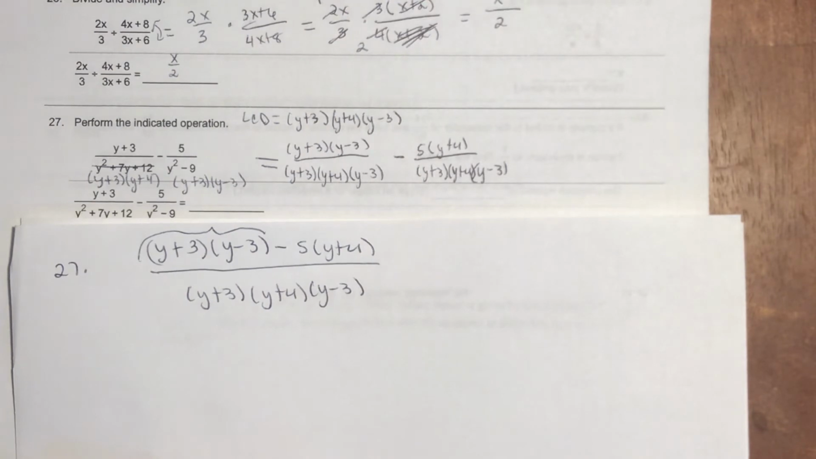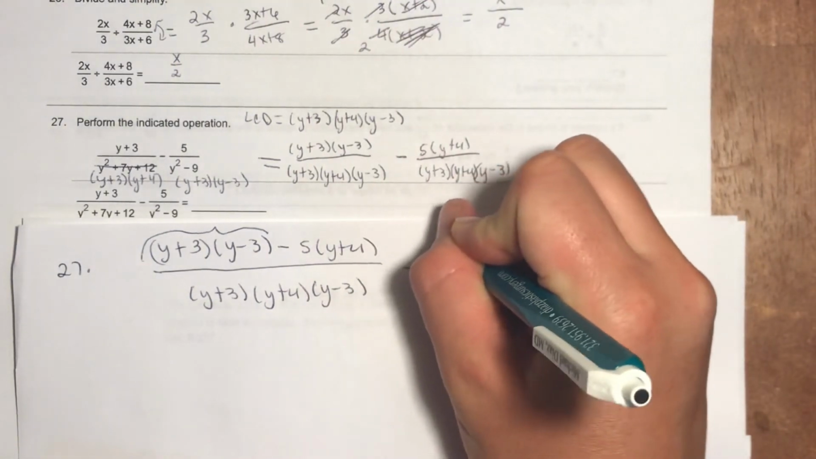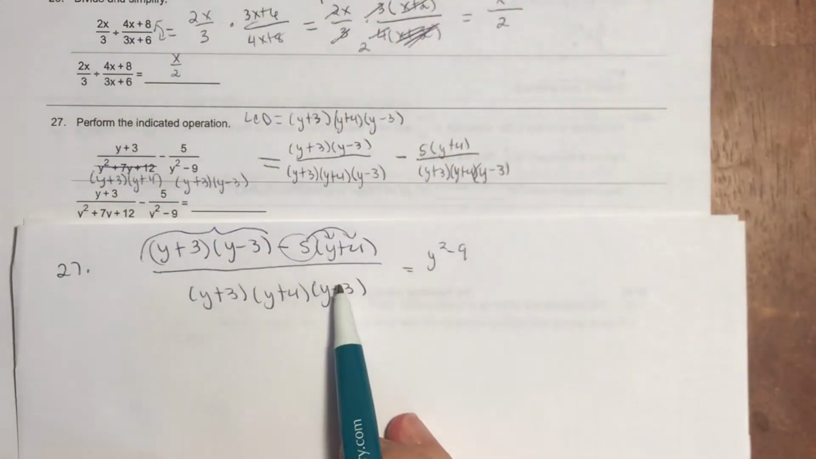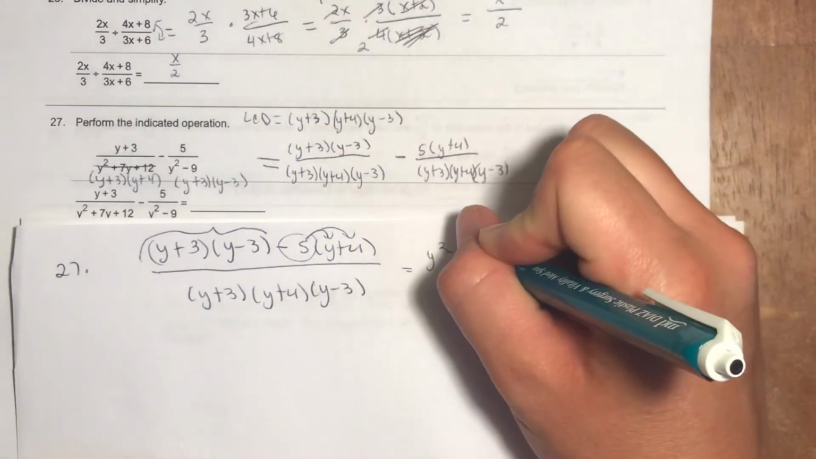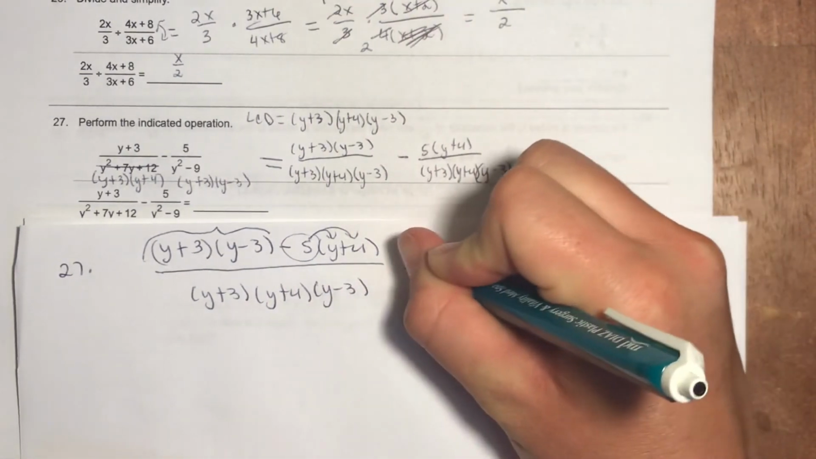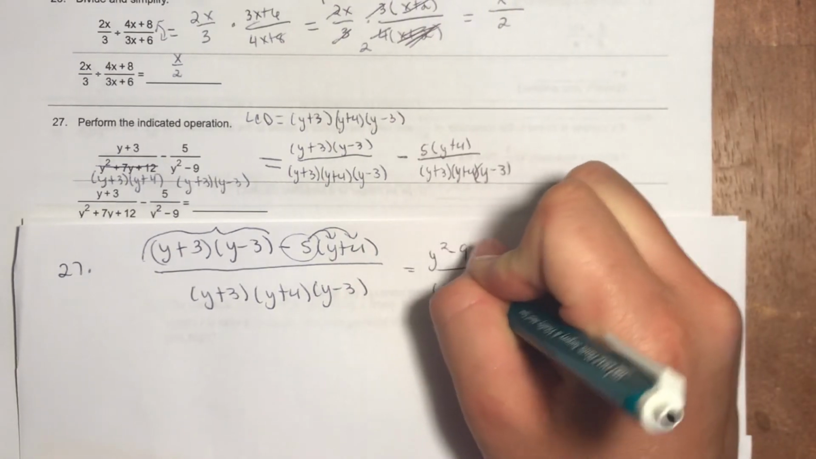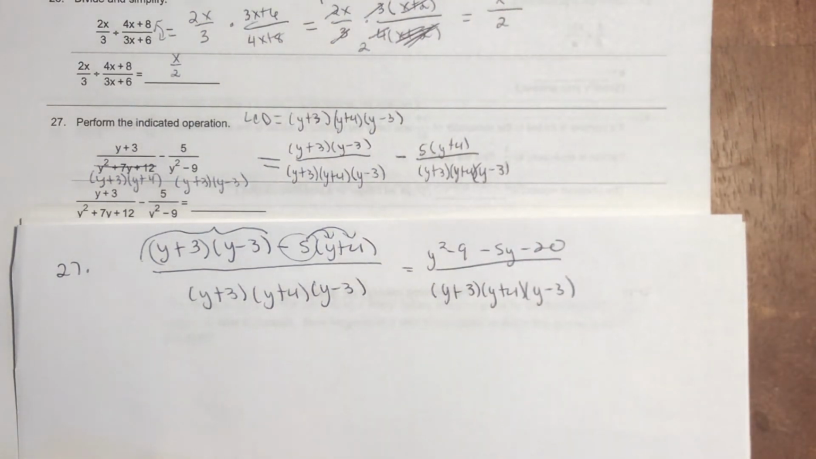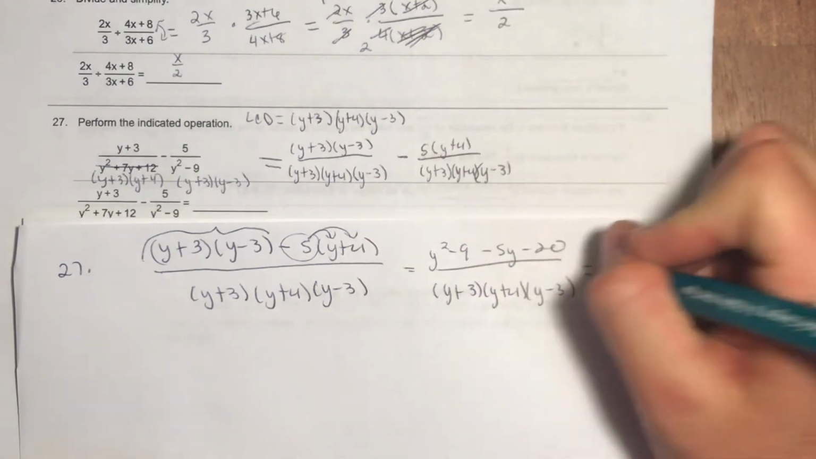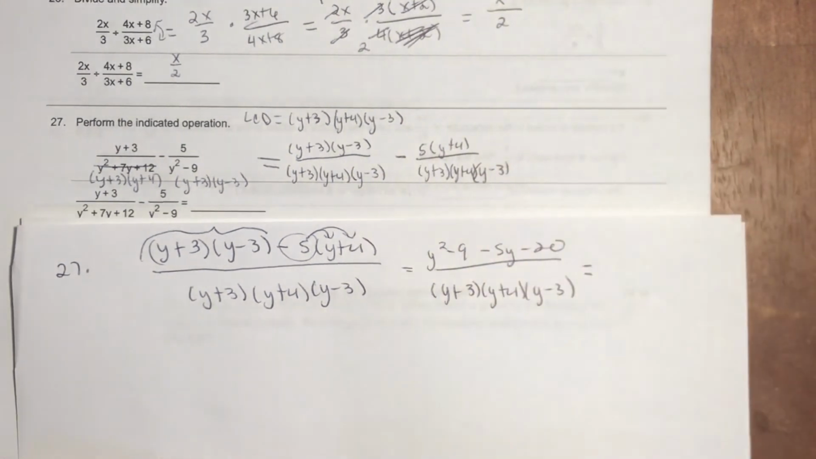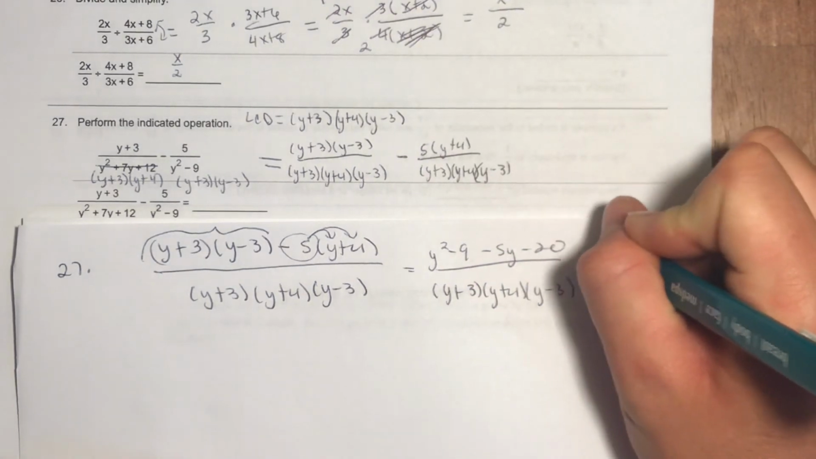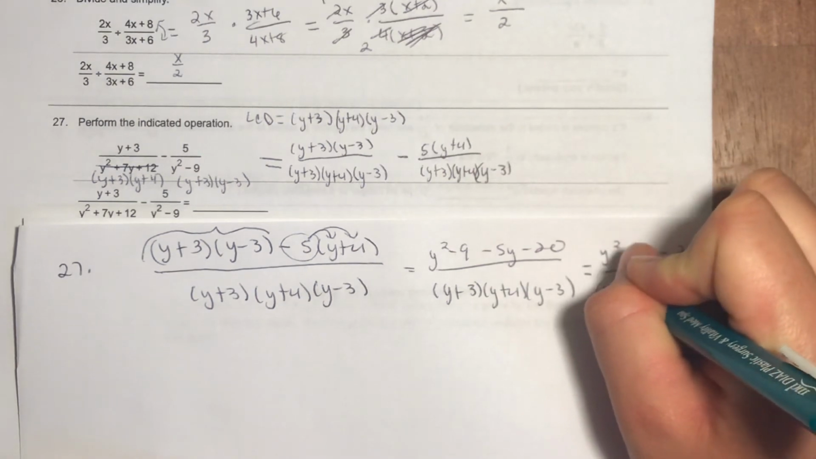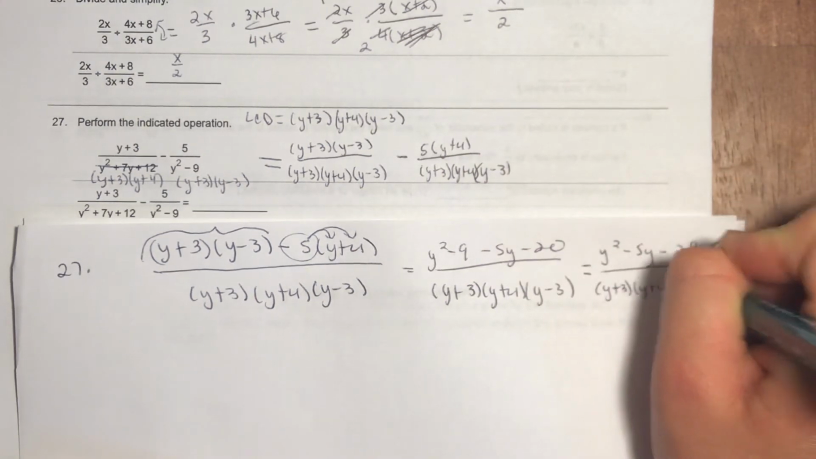So we can't cancel anything yet, but we will have to FOIL this, or if you notice they're conjugate pairs, use the shortcut y squared minus 9, and then you'll have to distribute the negative 5 into this set of parentheses here. So minus 5y minus 20 over the LCD. All right. And now combine any like terms in the numerator, which we have just a negative 9 and a negative 20. Y squared minus 5y minus 29 over y plus 3, y plus 4, y minus 3.